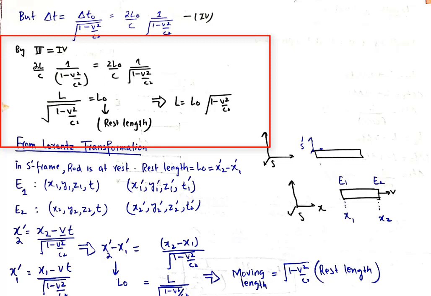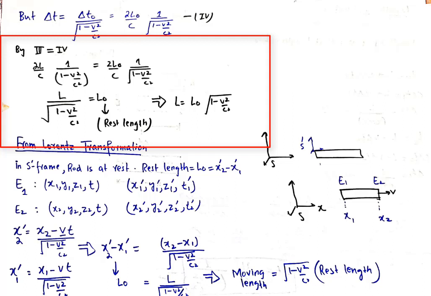Since we know that this L is the moving length, the length in which this frame appears to be moving, and L naught is the rest length. So this is the relation between the moving length and the rest length. Since this factor square root of 1 minus V squared by C squared is always less than 1, therefore this length L is less than L naught.